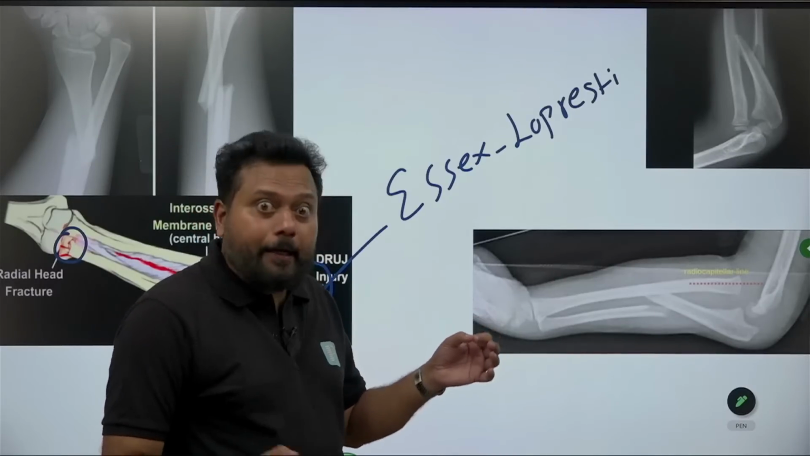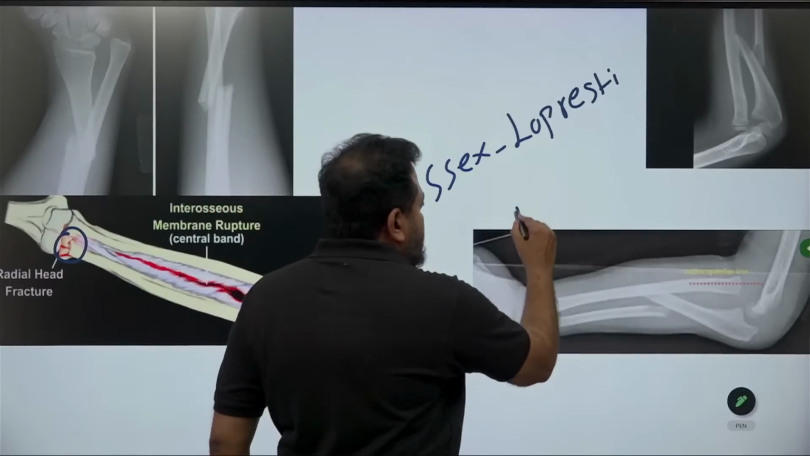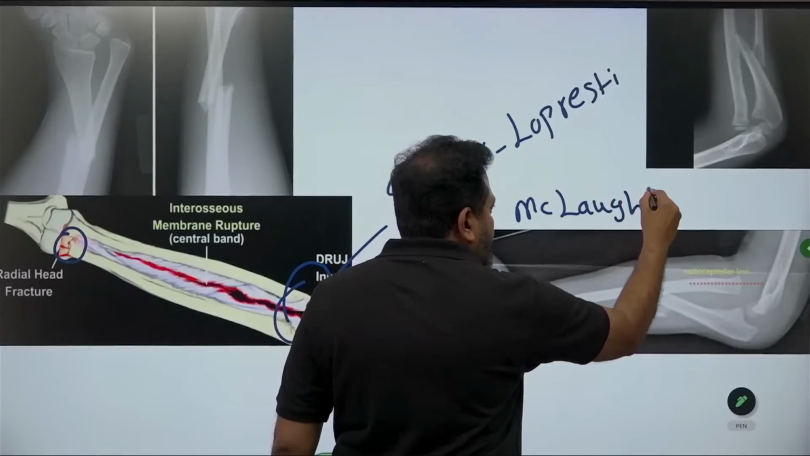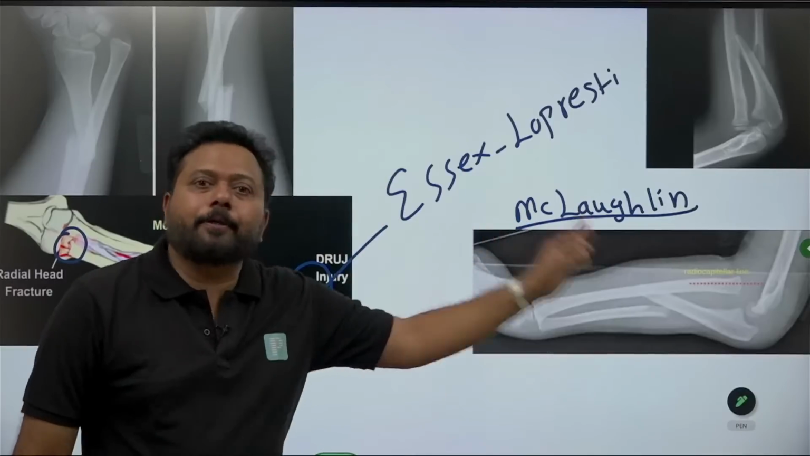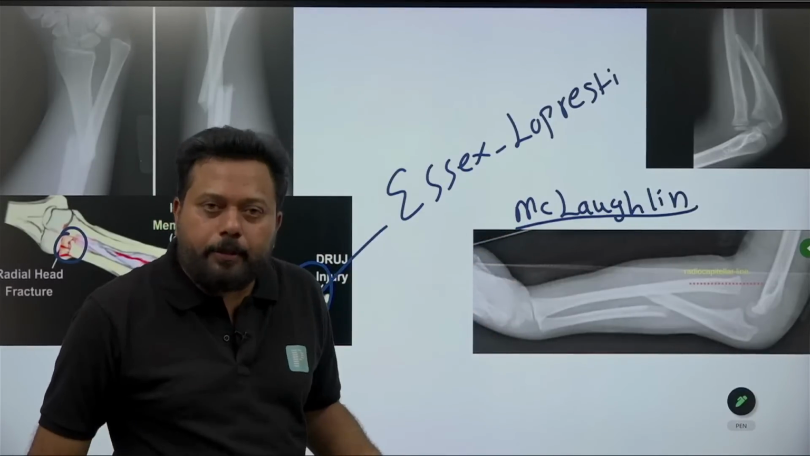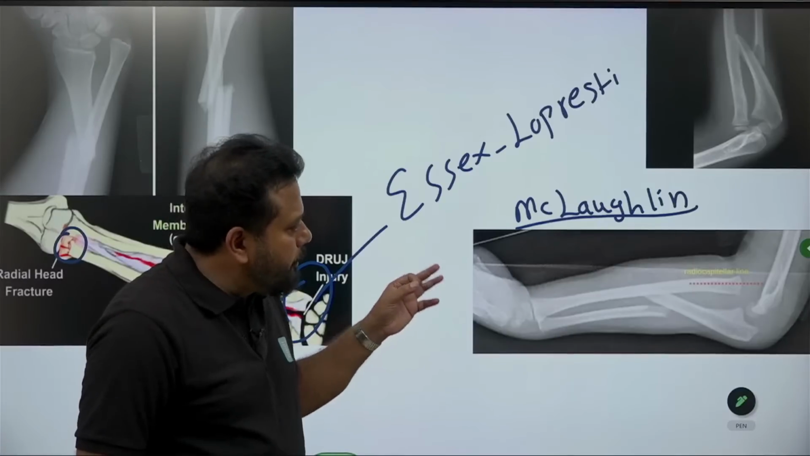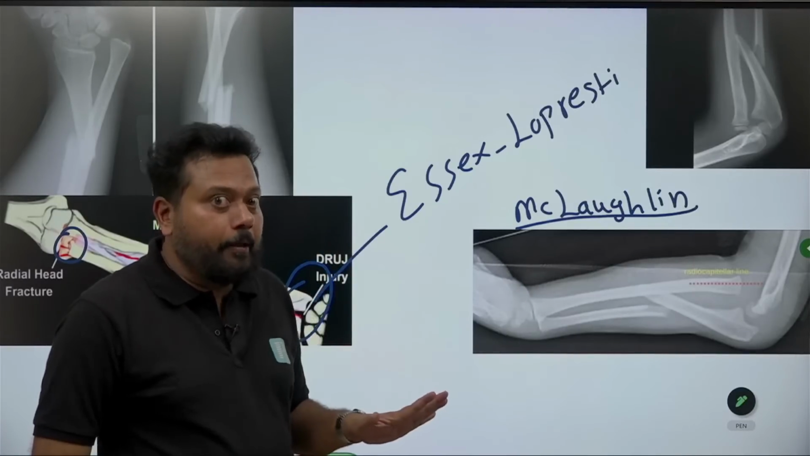There comes a line called McLaughlin's line. M-C-L-A-U-G-H-L-I-N. McLaughlin. Please record this word. This is an expected question in Monteggia's fracture, forearm fracture, McLaughlin's line. When we follow this McLaughlin's line, we will never miss a Monteggia's fracture.